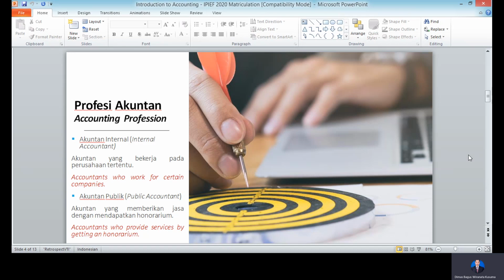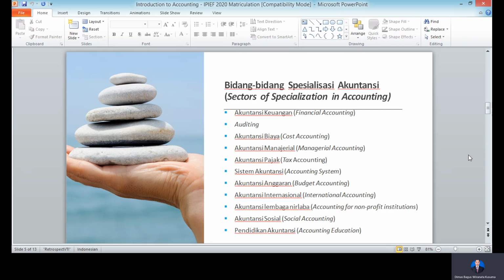Somehow the companies invite them to be experts in giving advice and maybe second opinions about the performance of the companies. And then, what are the sectors of specialization in accounting? There are some specializations, and these sectors are learned in detail by accounting department students. But for you, it is just information. The first is financial accounting, auditing, cost accounting, managerial accounting, tax, accounting systems, budget, international accounting, accounting for non-profit institutions, social accounting, and accounting education. So accounting is widely used in all aspects of the economy.